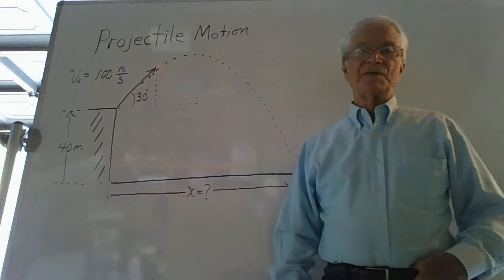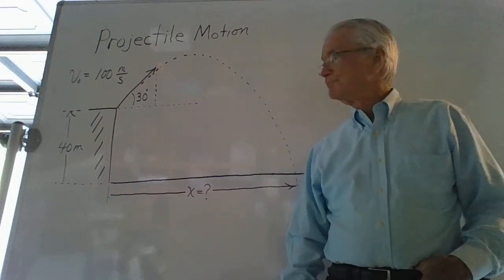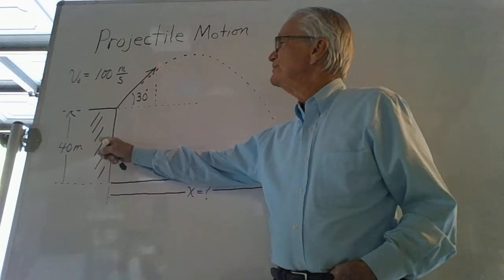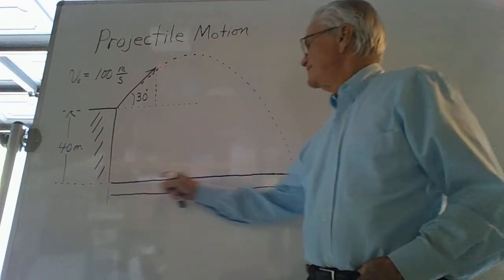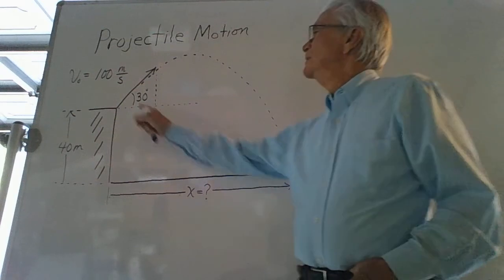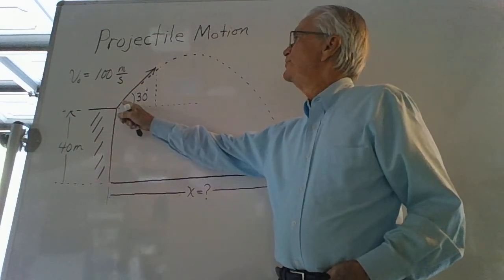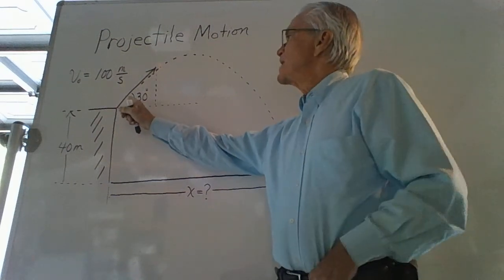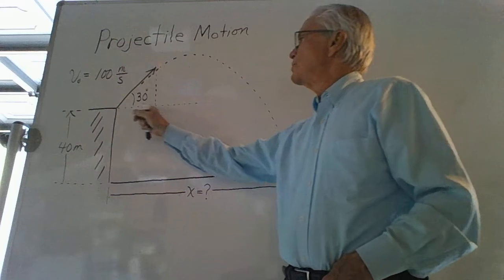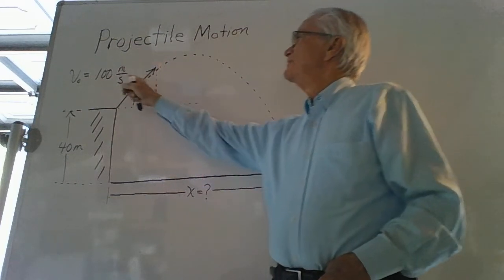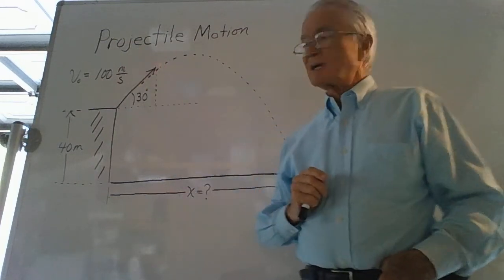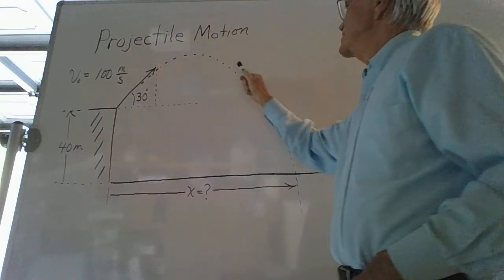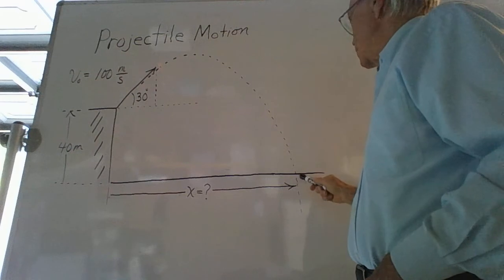Let's work a problem involving projectile motion. At the top of a 40-meter cliff overlooking the valley floor below, an object is propelled forward and upward at an angle of 30 degrees relative to the horizontal line. The firing speed is 100 meters per second. It travels up and to the right and eventually strikes the valley floor below.